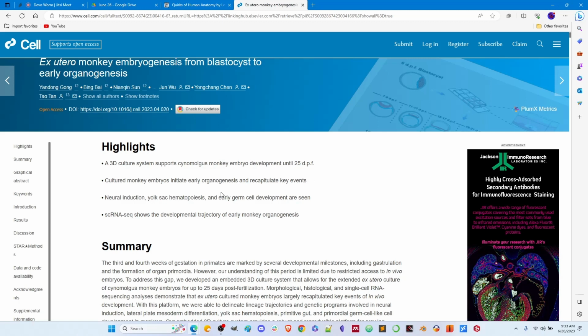So they're actually building a 3D culture system that can support the growth of these embryos, not just an embryo analog. Neural induction, yolk sac hematopoiesis, and early germ cell development are seen. So you see these other milestones of development where you would see this in the embryo. scRNA-seq, which is this next-gen sequencing technique used in the human papers, shows the developmental trajectory of early monkey organogenesis. So this is where they show this trajectory from stem cells to these differentiated cells.